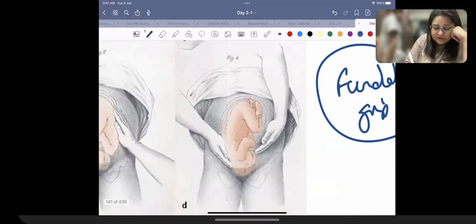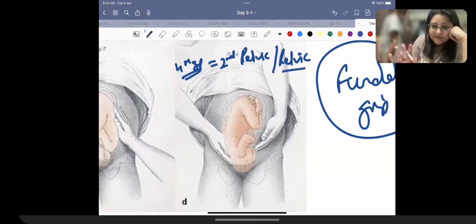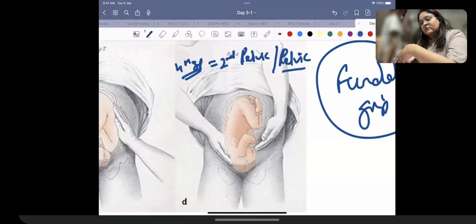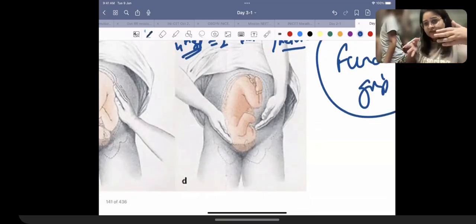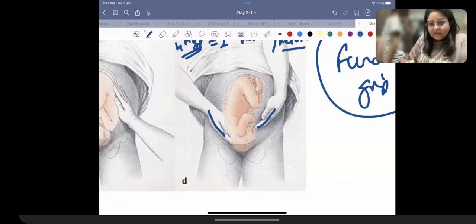Okay? The fourth grip, this is the fourth grip. This is also called the second pelvic grip or simply the pelvic grip. So if I say pelvic grip, it means the second pelvic grip. This is the only maneuver which is done by turning the other way. We turn towards the feet of the patient and we try to approximate our hands and see if they are approximating or not.